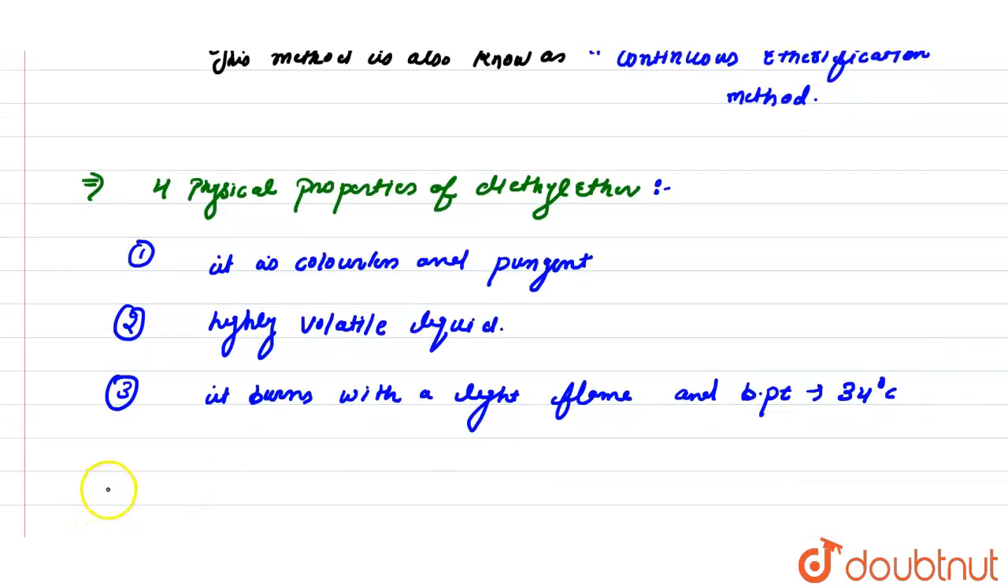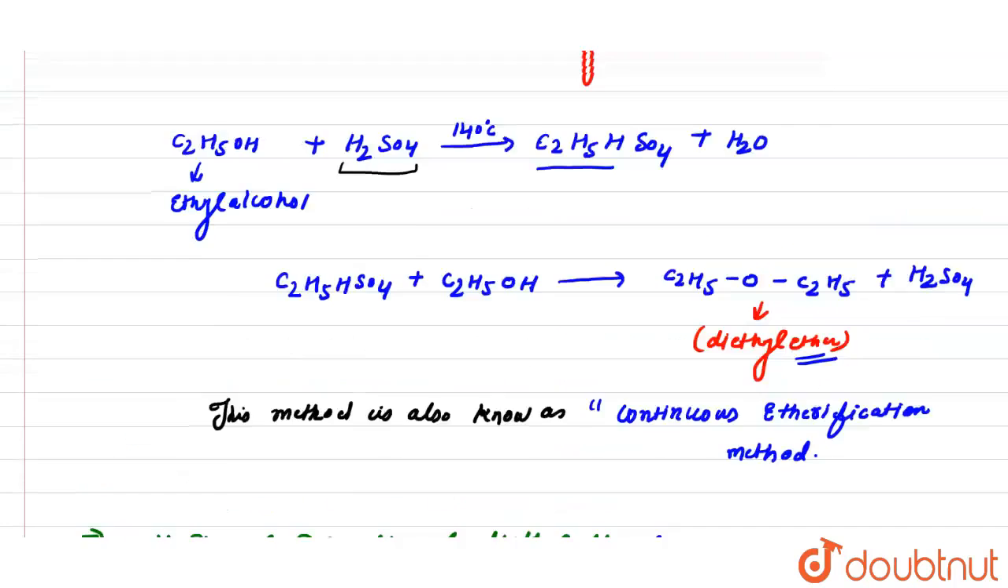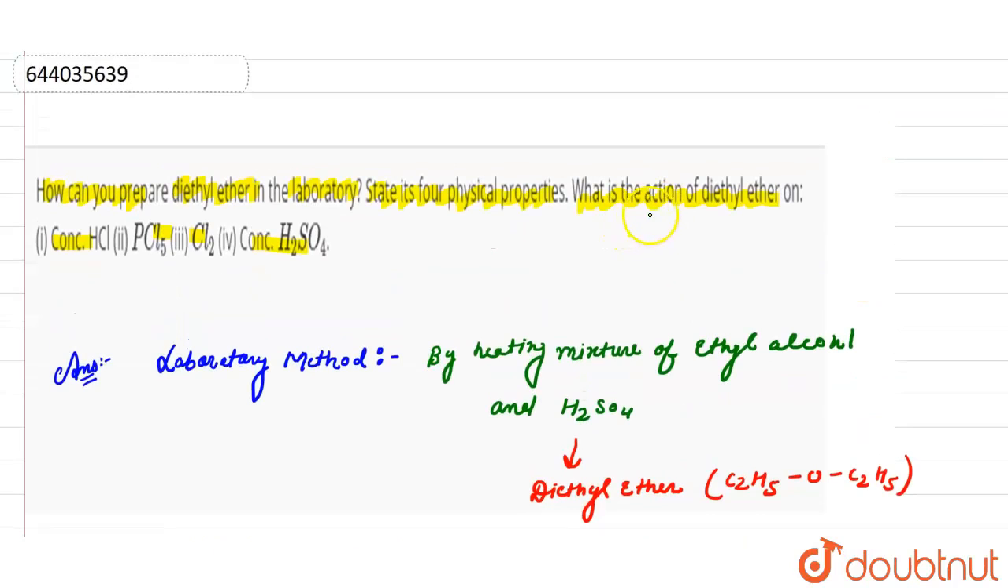The next property is that it is less soluble in water, and it is also less soluble in organic solvents such as alcohol, benzene, chloroform, etc. Now we see the next statement in the question, that is, what is the action of diethyl ether on concentrated HCl, PCl5, Cl2 and H2SO4. So let's see one by one.